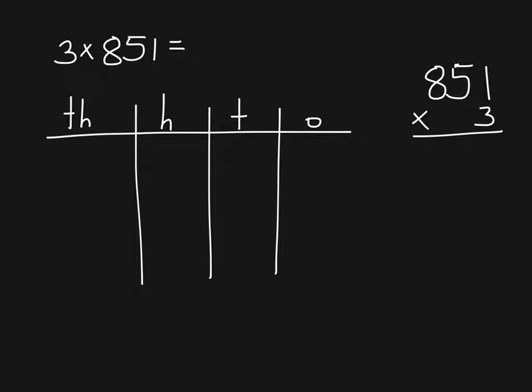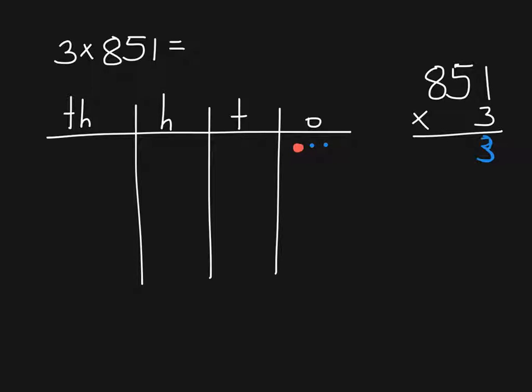I'm going to put my ones in my place value chart, which I have 1 one to start out with. And I'm going to multiply that by 3. So now instead of 1 one, I have 3 equal groups of 1 one. So altogether, that leaves me with 3 ones.